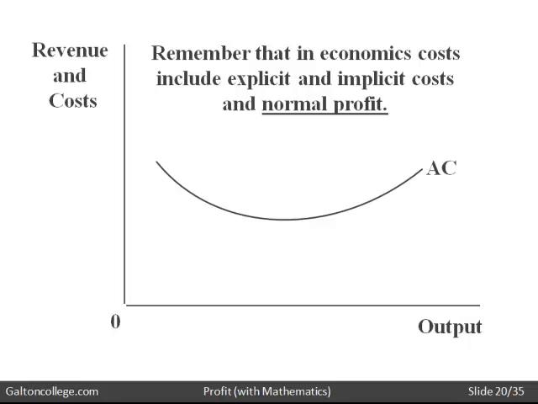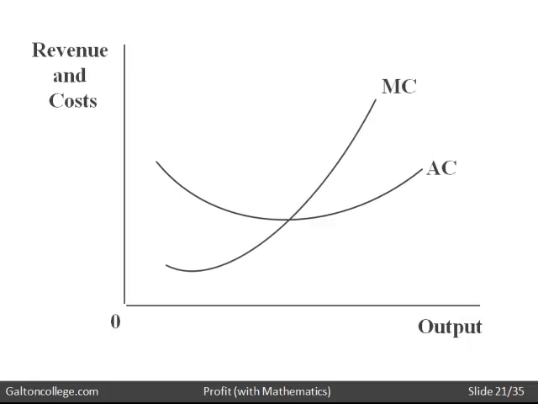And remember, here cost can be explicit or implicit, and a normal profit is also a cost. A normal profit is something that the business must make if it's going to continue in existence. Now, if we insert the marginal cost onto our diagram, the marginal cost cuts the average cost at its minimum point. The marginal cost is the cost of each unit produced, and it cuts the average cost at its minimum point.